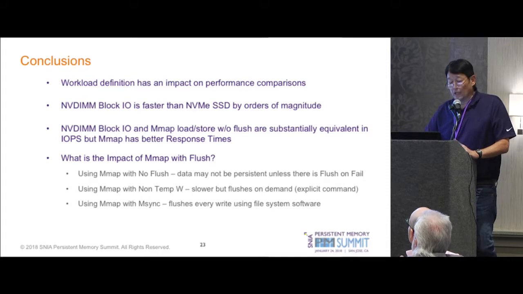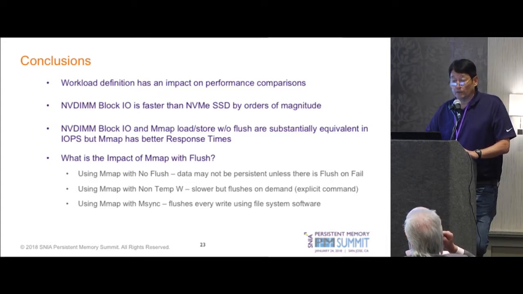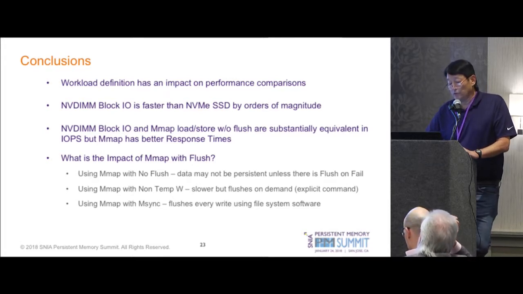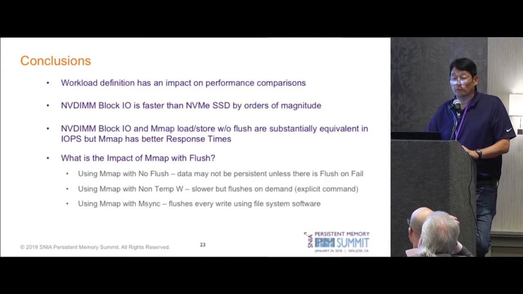Okay? And then the last bullet with the sub-bullets talk to using a DAX file MEMMAP with no flushes, with non-temporal writes, and with MSync. And as we saw in the previous slide, the performance is highest when there's no flush. But as you get the most persistence by flushing with every IO command, there is an overhead where you lose some IOPS performance. How's my time?